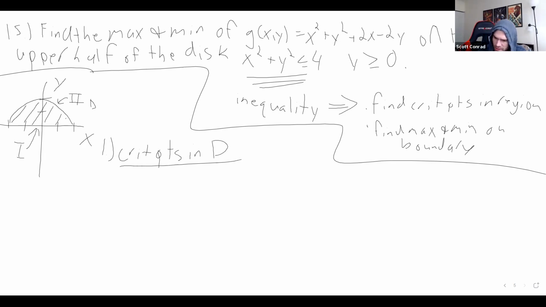Okay, so we set the partials equal to 0. So the partial of G with respect to x is going to be 2x plus 2, set it equal to 0. Partial G with respect to y is going to be 2y minus 2, set it equal to 0.